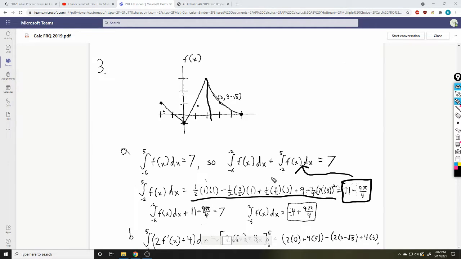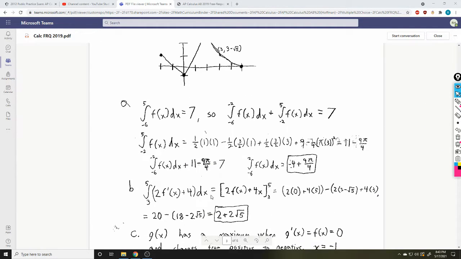So to actually get my answer and to solve for the thing that we actually want, then we need to plug that in here and solve. So again, lots going on there. Part B, I already covered the antiderivative here. Plug in 5 minus plug in 3. Good news, at 5, f is 0. Plus 4 times 5. And then minus 2 times, well, f of 3 was given to us, plus 4 times 3. So I work all that out, and I get 2 plus 2 square root of 5.